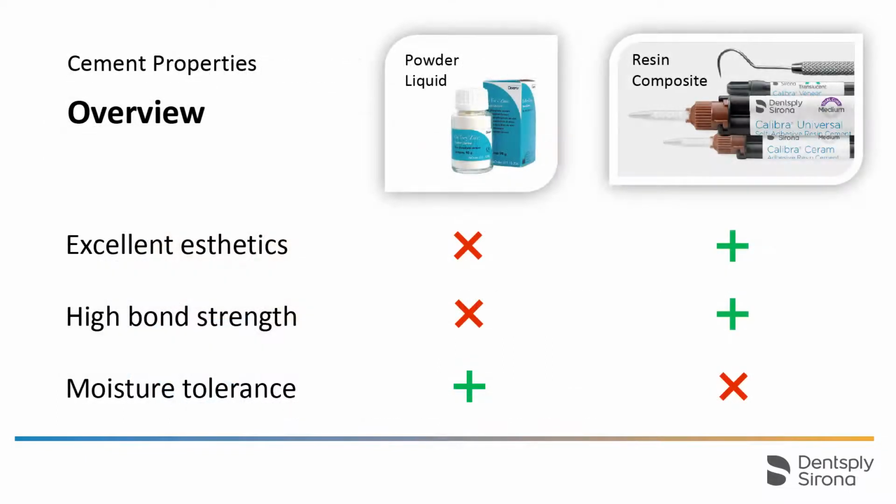In summary, it can be said that powder-liquid cements on the one hand and resin cements on the other hand have diametrically opposed characteristics. Resin cements have ideal aesthetic properties and high bond strengths, but don't tolerate moisture. Powder-liquid cements behave in exactly the opposite way.